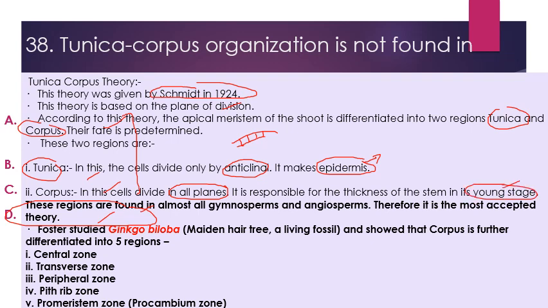So these are found in almost all the gymnosperms and angiosperms. Therefore, it is the most accepted theory. But Foster studied this theory in Ginkgo biloba, the maidenhair tree, a living fossil, and showed that corpus is further differentiated into 5 regions, that is central zone, transverse zone, peripheral zone, pith rib meristem zone, promeristem zone.